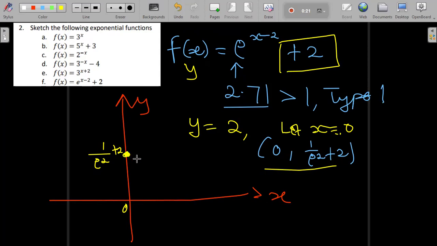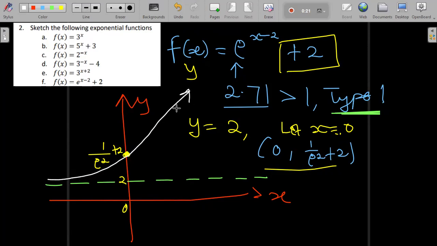Where is our horizontal asymptote? Our horizontal asymptote is at 2. Because the y-intercept is 1 over e squared plus 2, this number is greater than 2, so 2 will be somewhere below here. That's where the horizontal asymptote will be, so we can sketch a dashed line like that. What is the type? This is type 1, so it will start from here below and then go like that. So this is the graph of the function in F. Right, so that is it for this question.